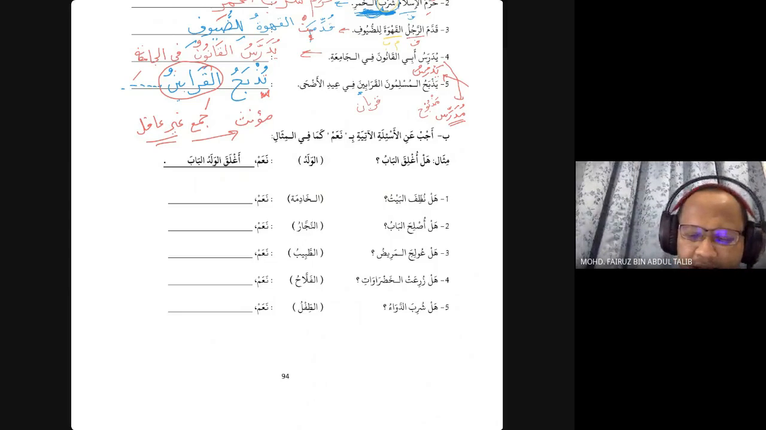الجملة الأولى: هل نظف البيت. So what is the meaning? نظف البيت. So this is فعل ماضي. What is نظف? Can anyone guess? Clean. Cleaned, yes. So was the house cleaned? Was it cleaned? Has it been cleaned? هل نظف البيت.